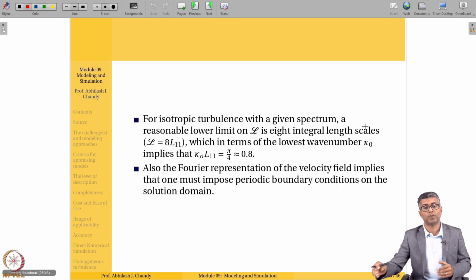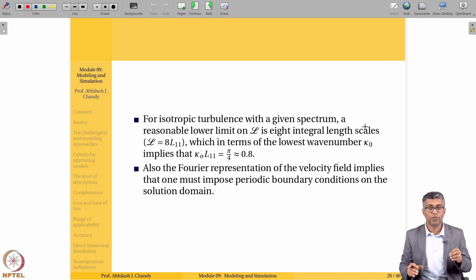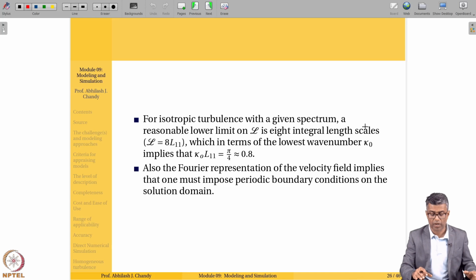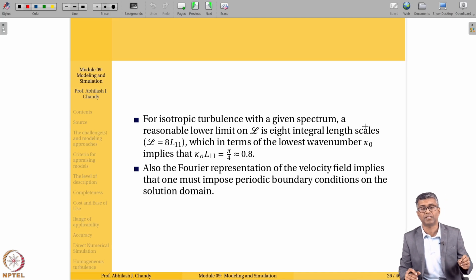All right. So now when we talk about delta x, where do we get these limits from, right? We know qualitatively it has to be large enough. So the box size should be large enough to contain the integral length scale, and the grid size should be small enough to capture the Kolmogorov scale. But let's be more specific. So for isotropic turbulence, a reasonable lower limit for L is that it is 8 integral length scales.